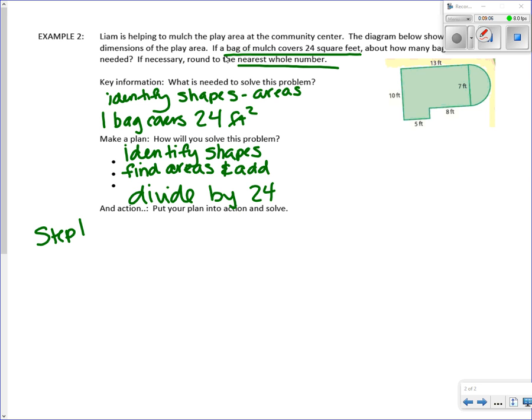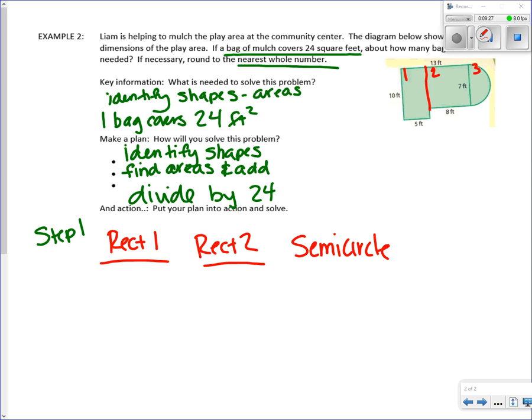To identify my shapes, I'm actually going to draw on the shape that they gave me and break them up. So that's shape 1, shape 2, and shape 3. Okay, so shape 1 is a rectangle, and I'm going to call it rectangle 1. Then we have rectangle 2, and then we have a semicircle or a half circle. That is very important because it is not a whole circle. Okay, so step 2, we're going to find the areas.